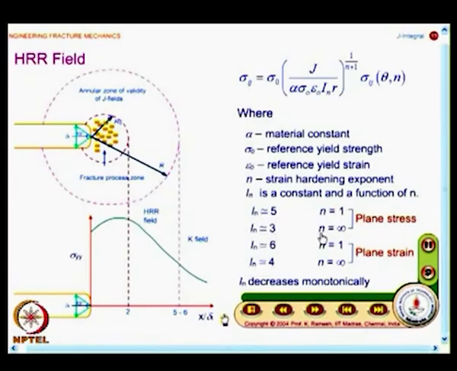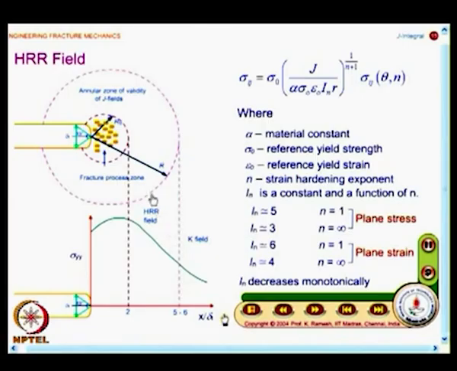I n is approximately 3 when you go for elastic perfectly plastic, that is n equal to infinity, and I n is approximately 6 when n equals 1 in the case of plane strain, and I n is 4 when n is infinity. So, we are really talking about perfectly elastic and elastic plastic, and one observation is that I n decreases monotonically when you change the values of n.